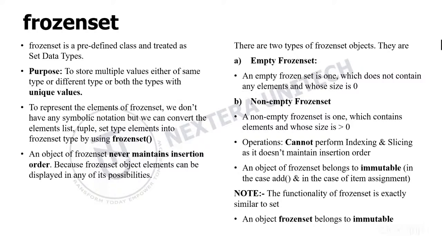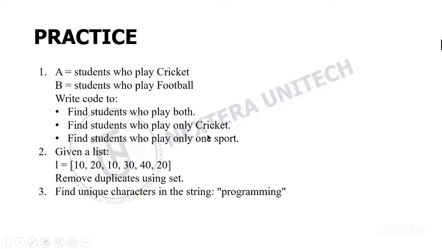So list is for ordered collection and set is for unique collection. It will not only have unique elements, and frozen set is for fixed unique elements. So unique elements and also they are not modifiable. They have a fixed unique collection. And the practice problems for today are these. So please take a screenshot and note them.